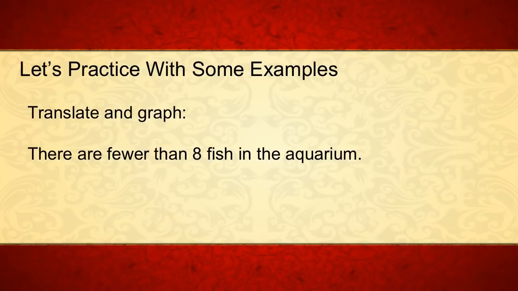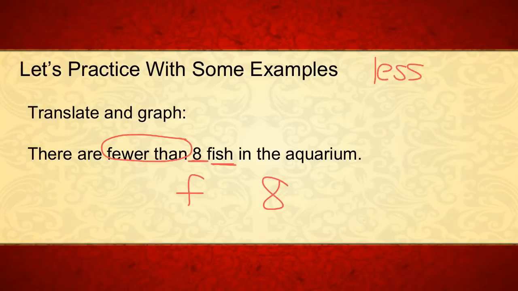Okay, so I know I need a letter, and we're talking about fish, so I'm going to use F. I know I need a number, so that's 8. And I know there are fewer than 8. So I'm going to ask my same questions. Could there be less than 8? Yeah. Could there be exactly 8 if there are fewer than? And the answer to that is no. Could there be more if there are fewer than 8? No. So I'm going to have a less than. The fish are less than 8.